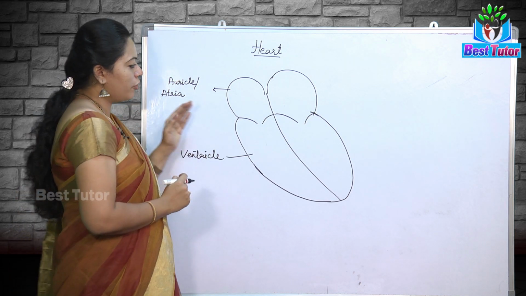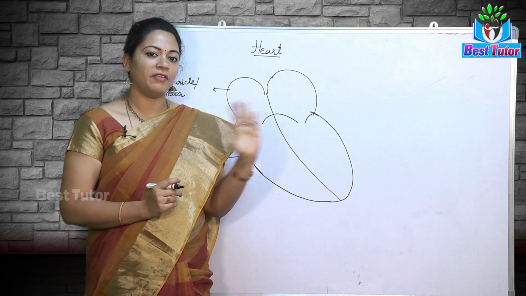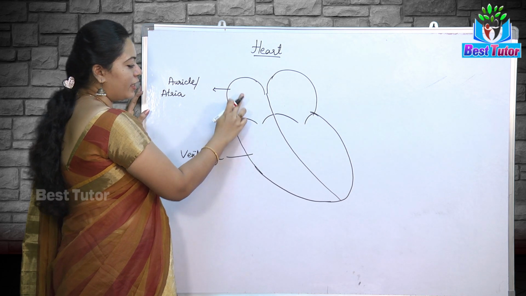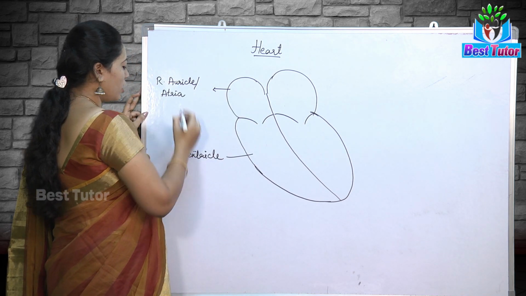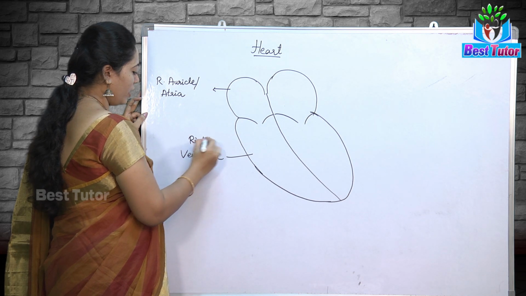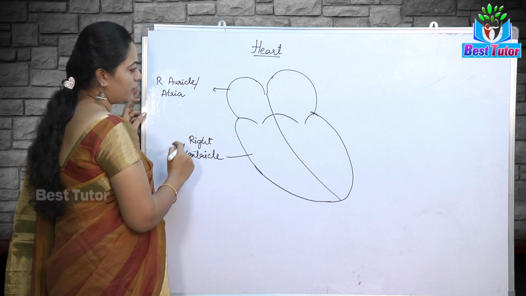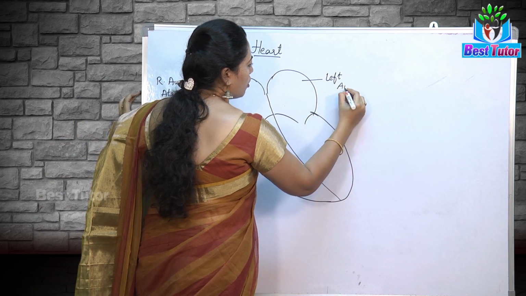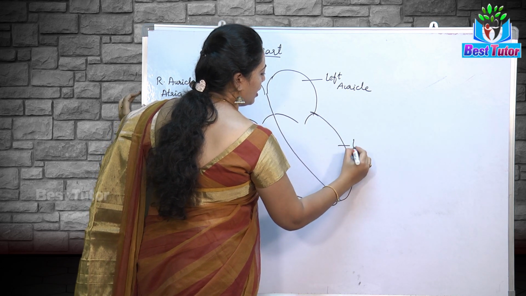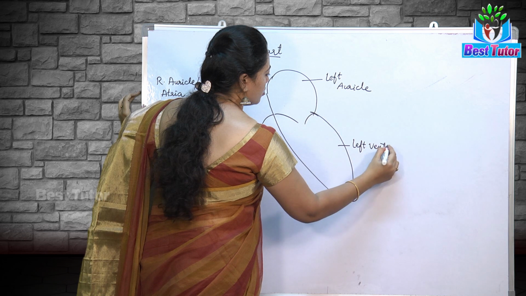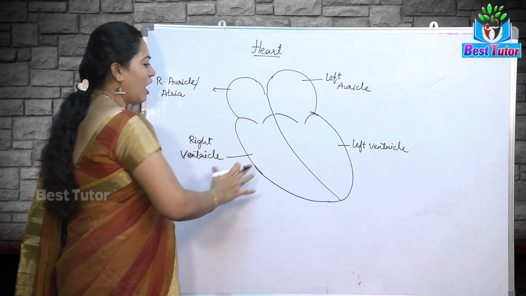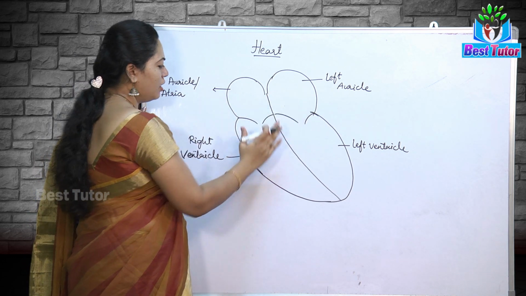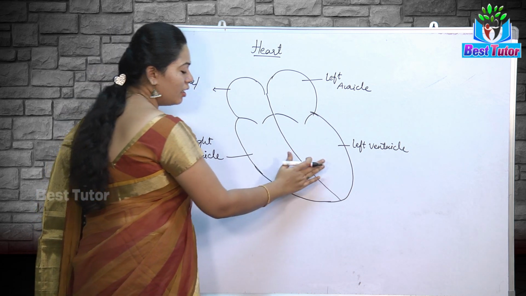Right. Now if you examine, this side is our left side and this side is the right side. So the right side auricle and ventricle are represented as right auricle and right ventricle. Now the left side auricle and ventricle are called left auricle and left ventricle. So the four chambers of the heart, now we know how they are named. The upper two are the right auricle and left auricle. The lower two chambers are known as the right ventricle and left ventricle.